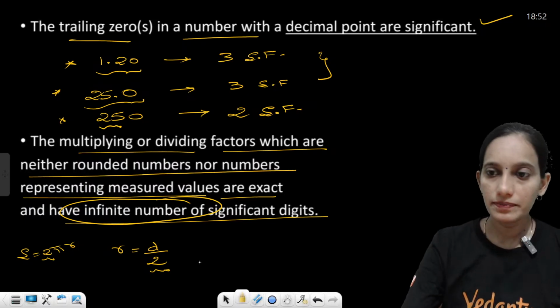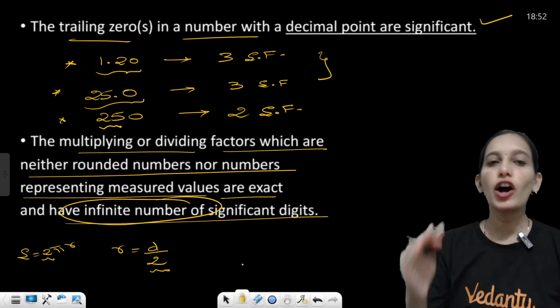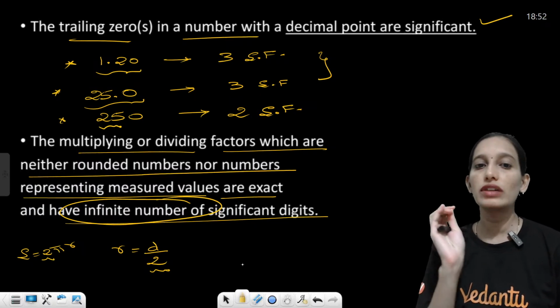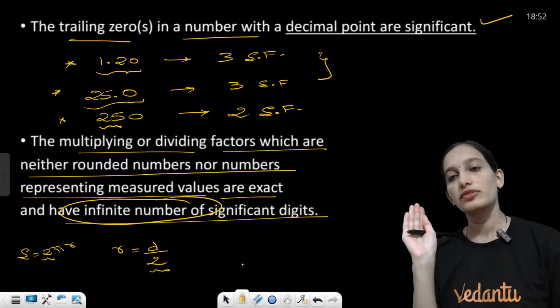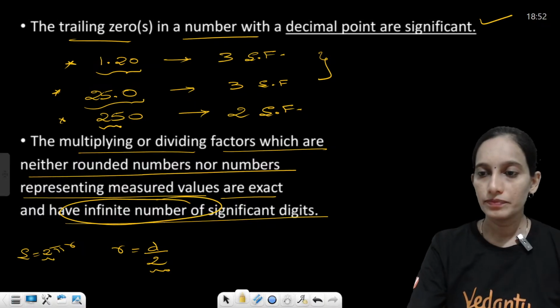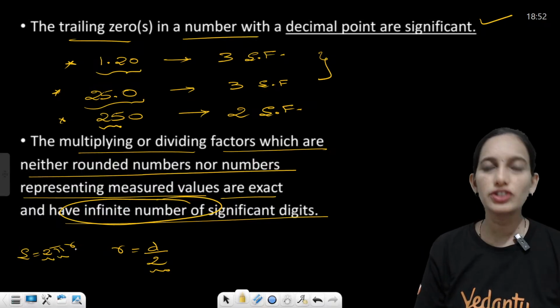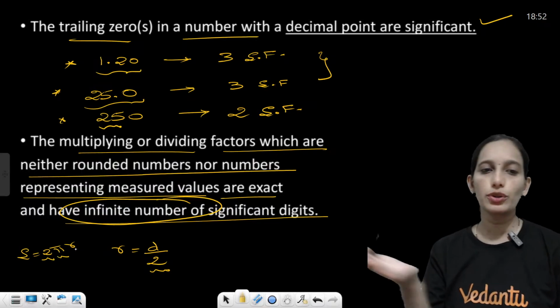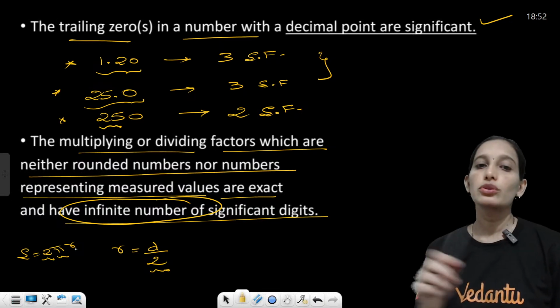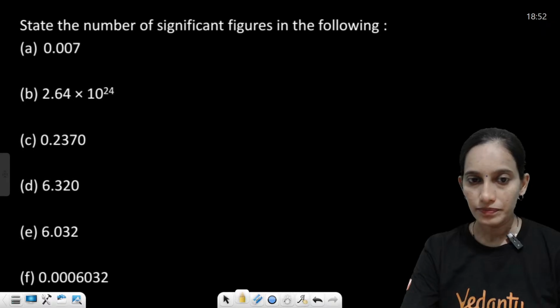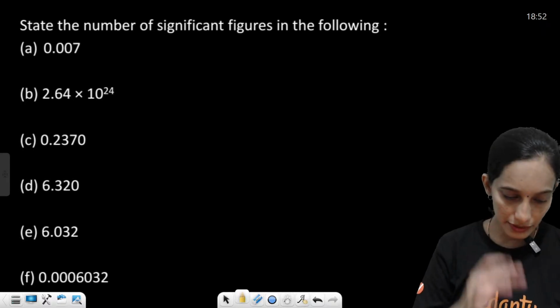Any doubts? So numbers in a formula which are not rounded off are always going to have an infinite number of significant digits. Even if you have the value of pi, depending on the situation you can take 3.14, but it is going to have an infinite number of significant digits. Okay, so here are some examples.